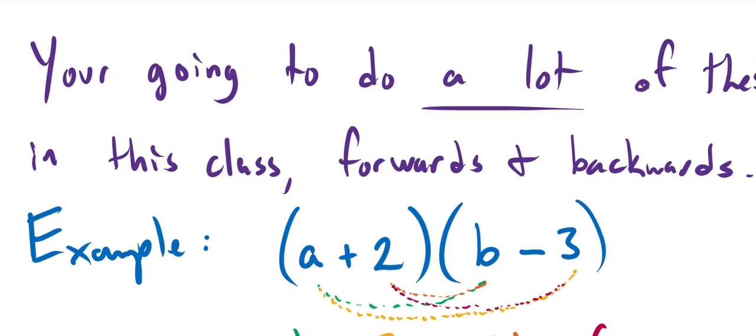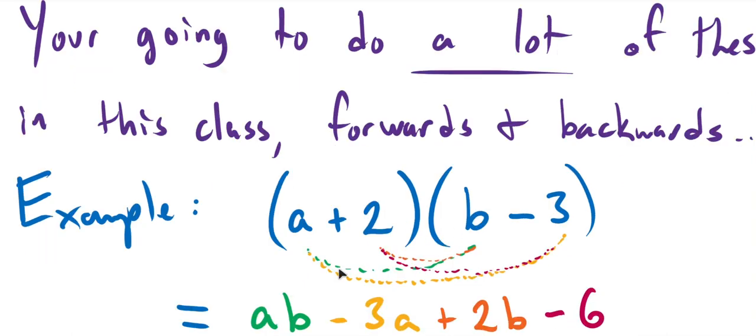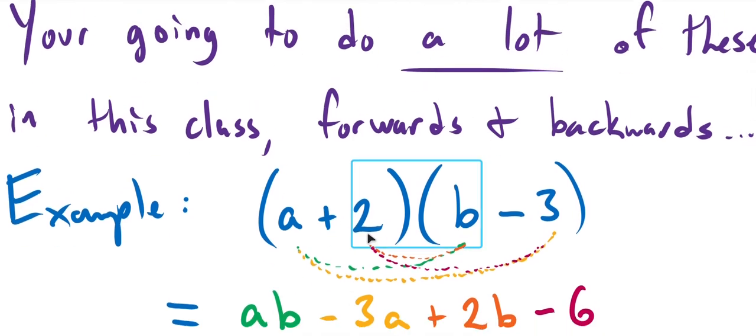But for right now, let's just say, how do I do A plus 2 times B minus 3? Pause the video, in fact, and try to do this yourself. There are some hints in the color coding, and see what you get. All right, your first term is going to be A times B. You're going to do A times minus 3, that's minus 3A. We'll do 2 times B, that's 2B. And then 2 times minus 3, that's minus 6. So we get all four of these in general.